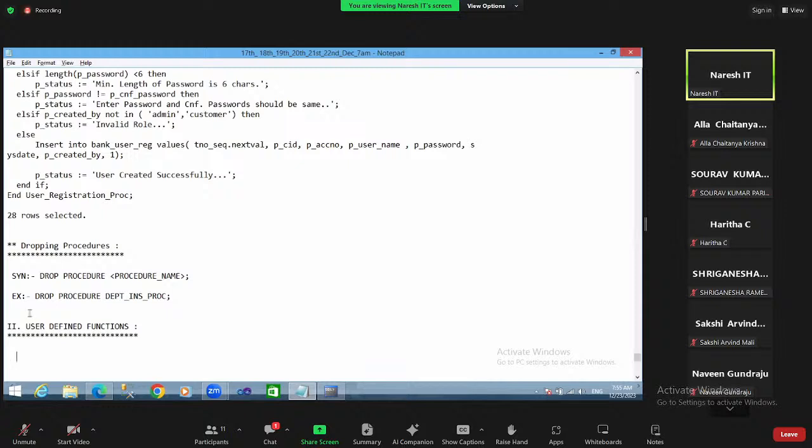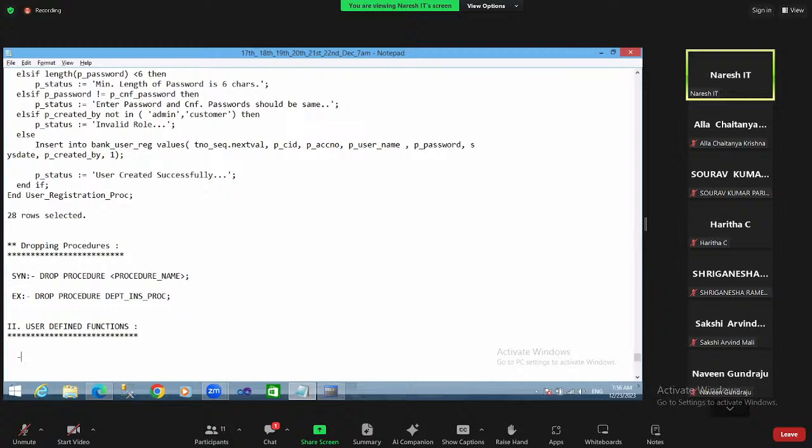Next is functions. We know functions in SQL. Those functions are called predefined functions. Min, max, sum, average, toChar, toDate are all defined by the Oracle database. Now we can also write our own functions, which are user defined functions.